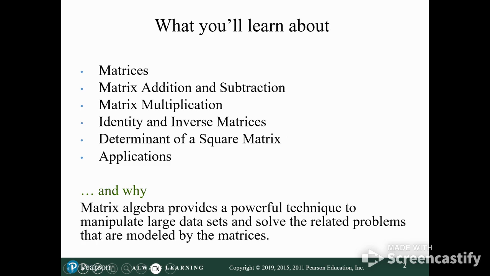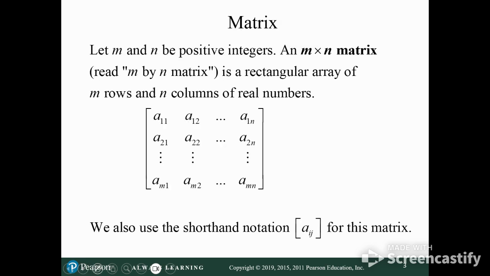So we're going to look at matrices, matrix addition, subtraction, matrix multiplication, identity and inverse matrices, and determinants of square matrices. A matrix is rows and columns of numbers. You think of it like Excel. It's like a spreadsheet of numbers. So first row, first column is A 1, 1. First row, second column is A 1, 2. Fourth row, third column would be A 4, 3, and so on. So you can see which ones are what.